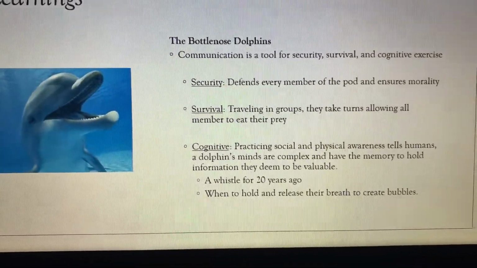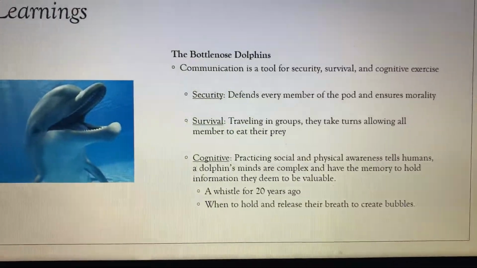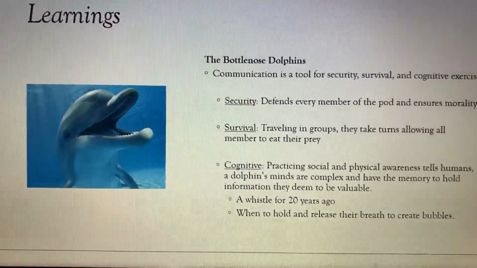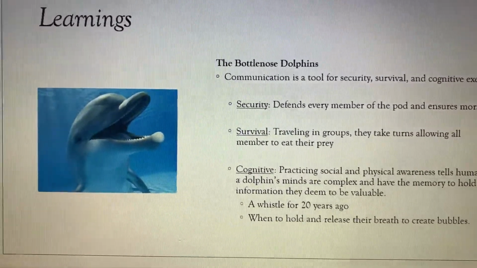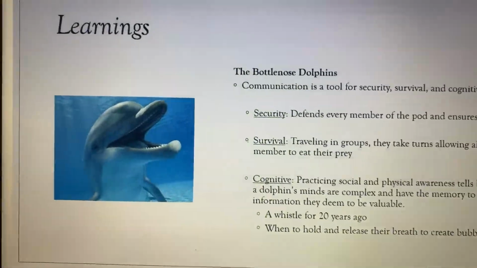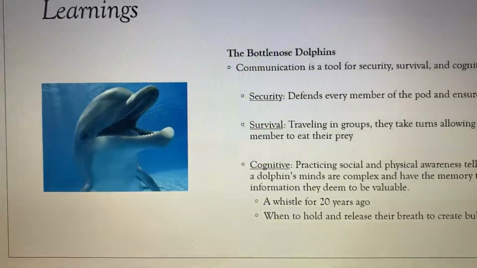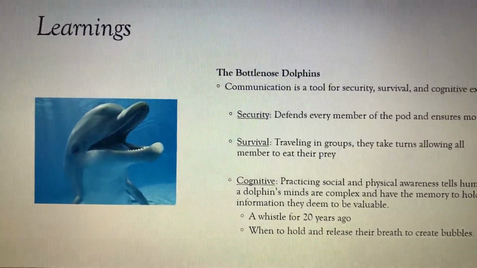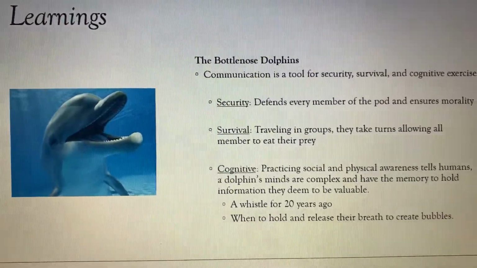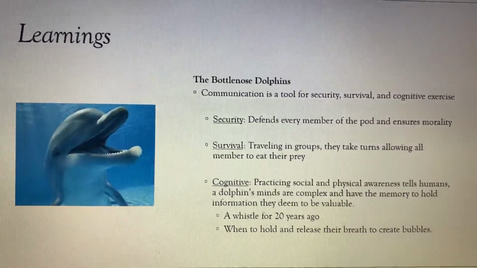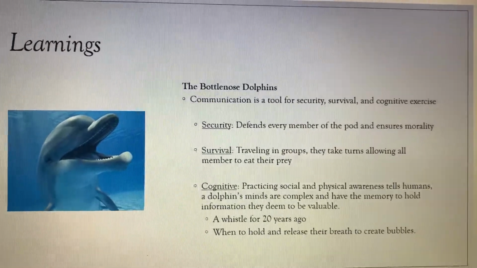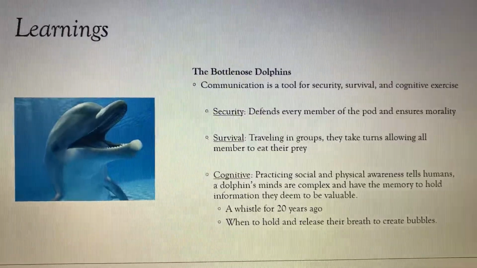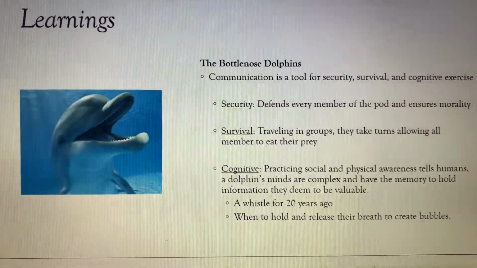And then cognitive, practicing social and physical awareness. This tells humans that dolphins' minds are more complex, and they have the memory to hold information they deem to be valuable. So as I mentioned earlier, a whistle from 20 years ago, they might find that to be valuable because it's another dolphin that they may know, or it can help them distinguish if it's a dolphin they don't know. Another thing is how we mentioned how they can hold their breath to create bubbles.